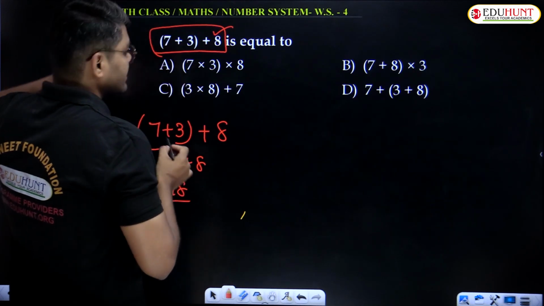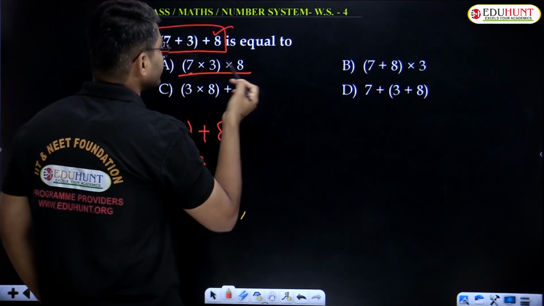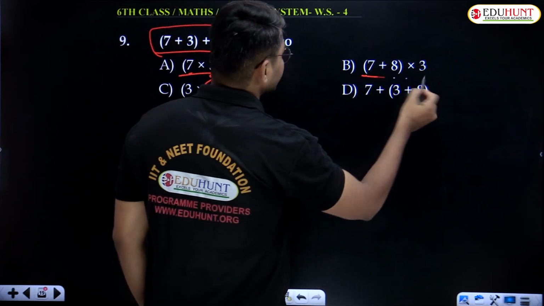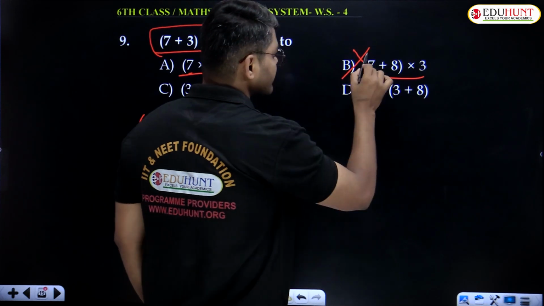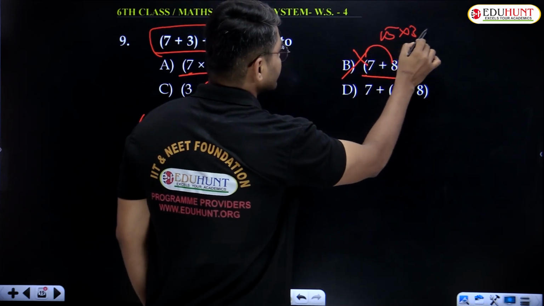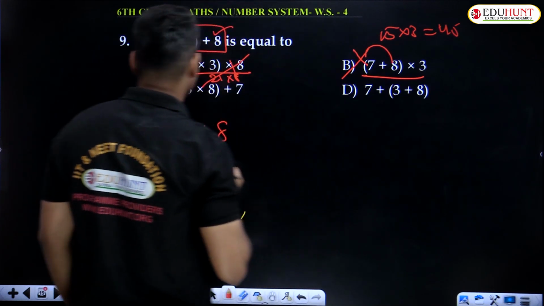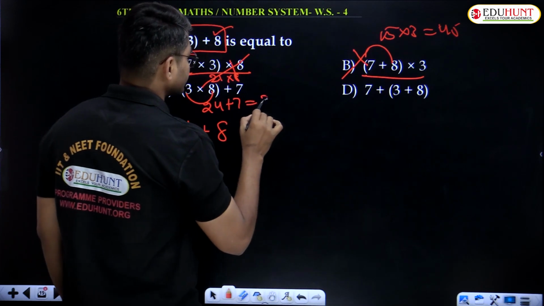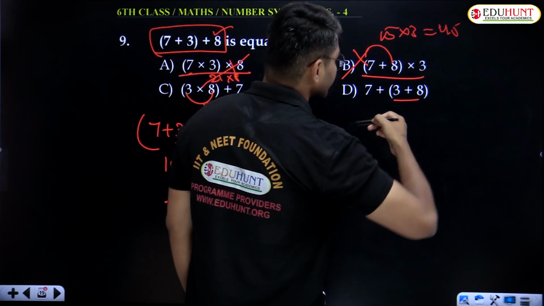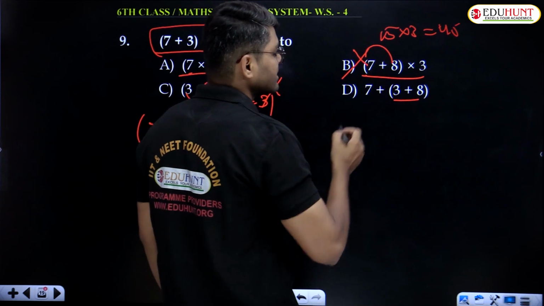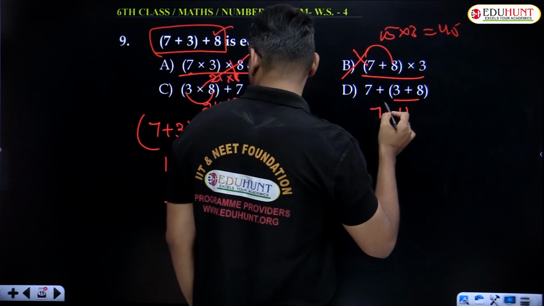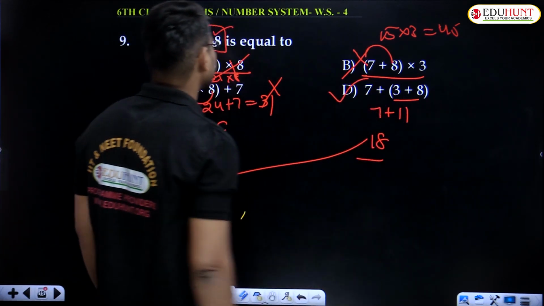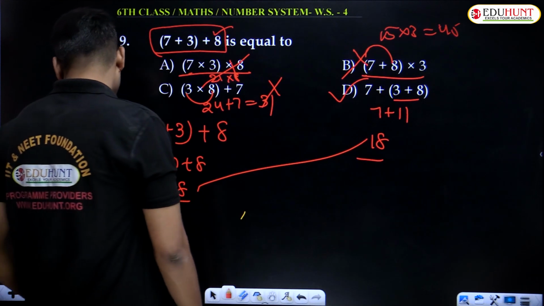See here, next. First statement, 7 into 3 into 8. 7 into 3 is 21 into 8. No, not possible. Next, 7 plus 8 into 3. Not possible. 7 plus 8 is 15, 15 into 3, that is 45. No. Next, 8 3s are 24 plus 7, that is 31. No. This is 7 plus (3 plus 8). 8 plus 3 is 11. 11 plus 7, that is 18. So now 18 and 18 both are the same. That's why option B is the correct answer for this question. Let's move on to the next one.